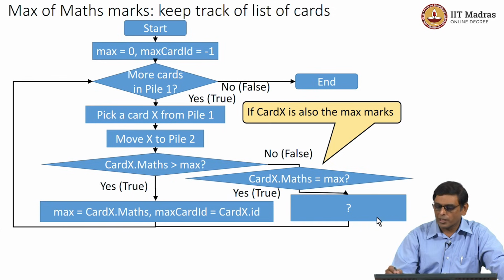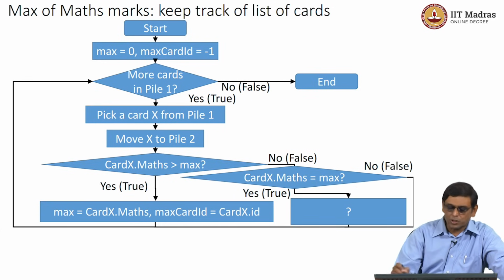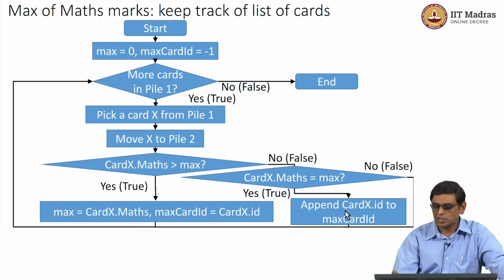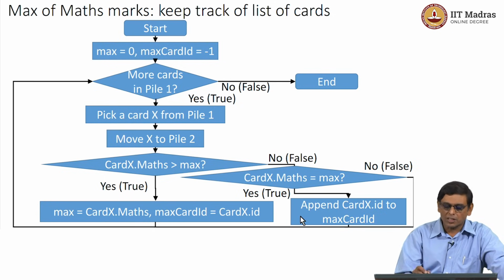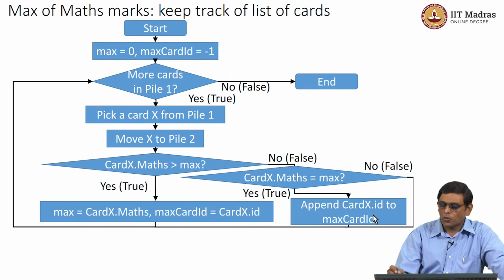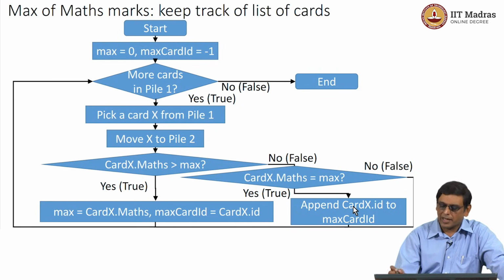So, if it is not equal, then you just go back to the beginning of the iteration, nothing to be done. On the other hand, if it is true, which means that card X dot max is equal to max, then you need to do something in this box. You have a list which you are maintaining in max card ID, and you have to add to that list the ID of the card that you have seen, card X.